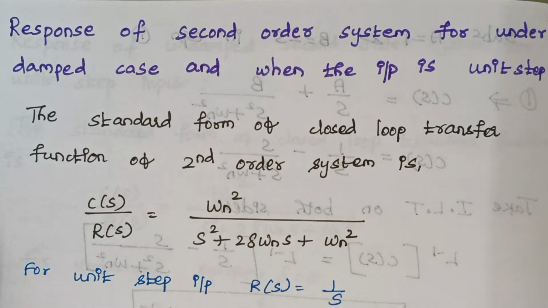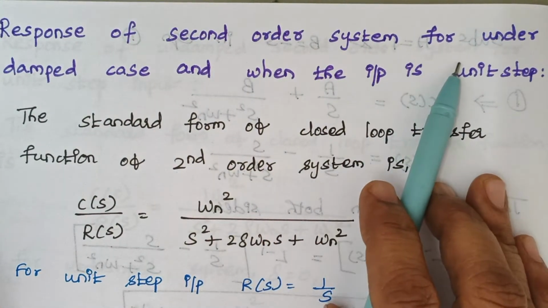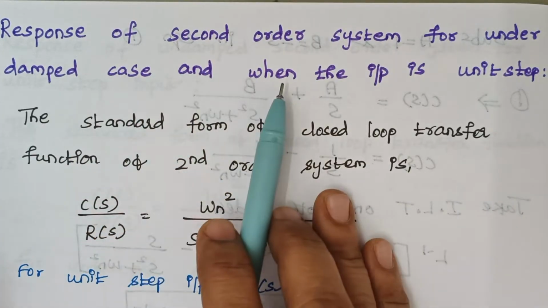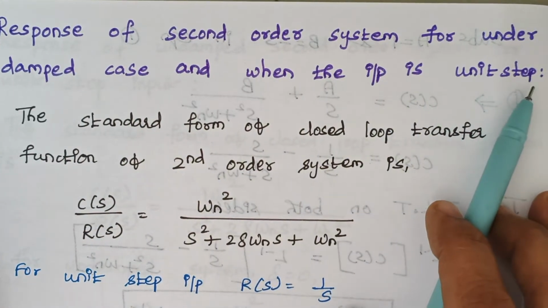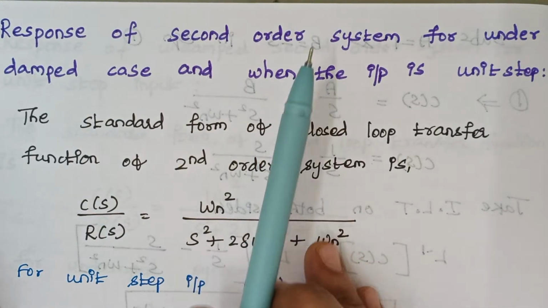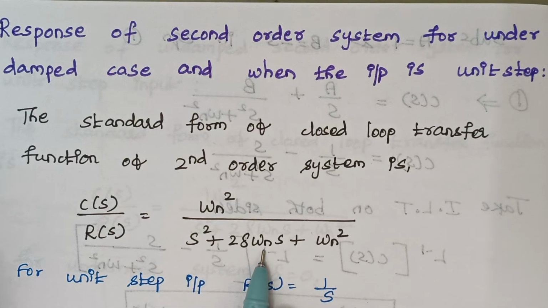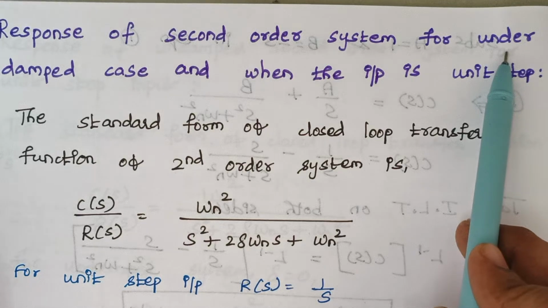Today we are going to see the derivation of response of second order system for underdamped case and when the input is unit step. So what is a second order system? It is the system whose denominator polynomial has a maximum power of 2. As the maximum power of denominator polynomial is 2, we are naming this one as a second order system. Right. Then what is meant by an underdamped case?